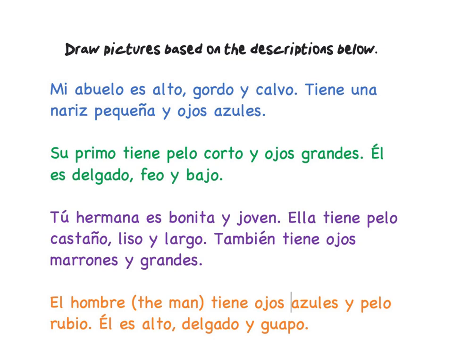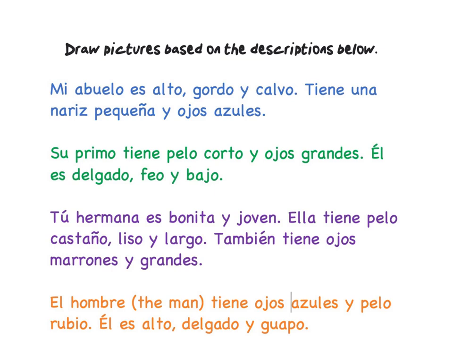Draw pictures based on the descriptions below. I'm going to read the descriptions so that you can hear what this sounds like in Spanish. Mi abuelo es alto y calvo. Tiene una nariz pequeña y ojos azules.